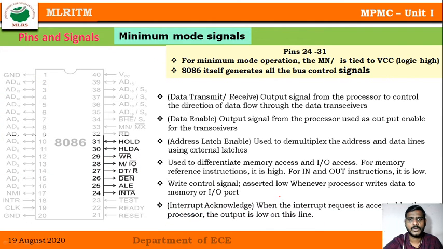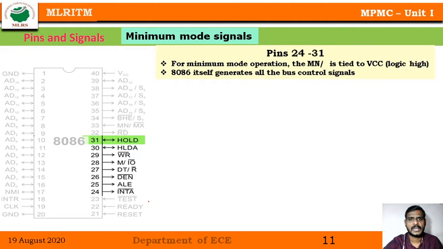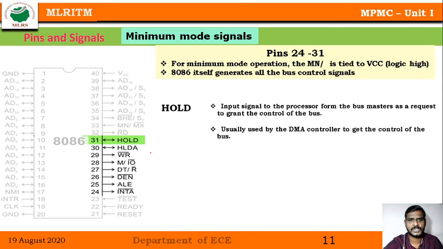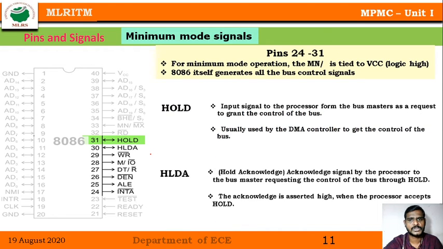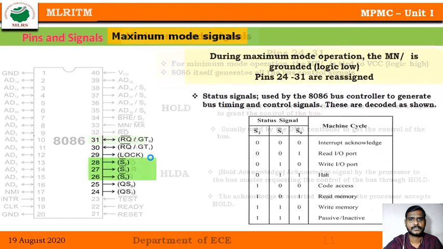Then the interrupt acknowledgement signal: whenever any interrupt like INTR or NMI is raised, that can be known by this pin. And 30 and 31 are the hold acknowledgement pins, which are used usually when a DMA operation is performed. In such cases we use these particular pins.